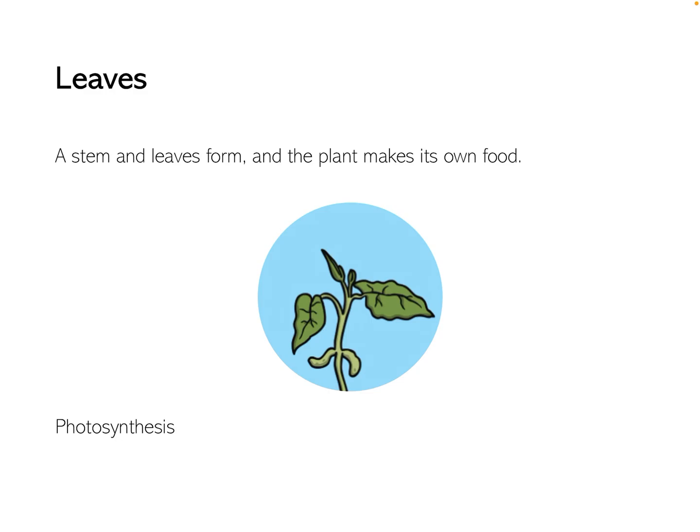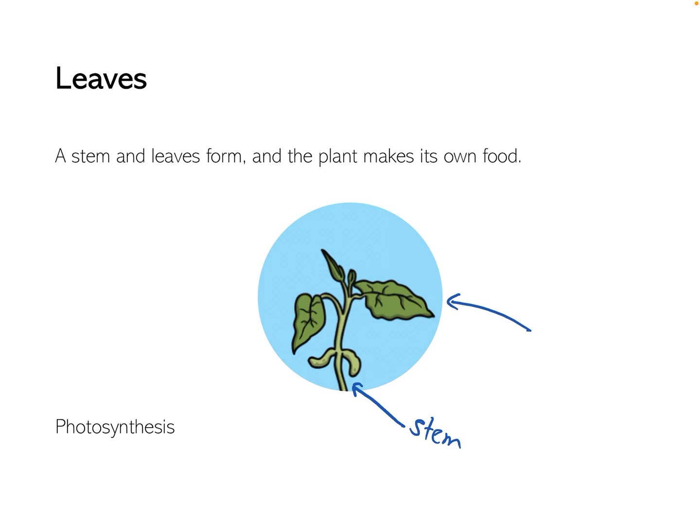Next up, we've got our leaves. So we've got our stem here, and that is used to support. Think of it like a skeleton. It helps the plant grow in a certain direction. Generally speaking, that's towards light.